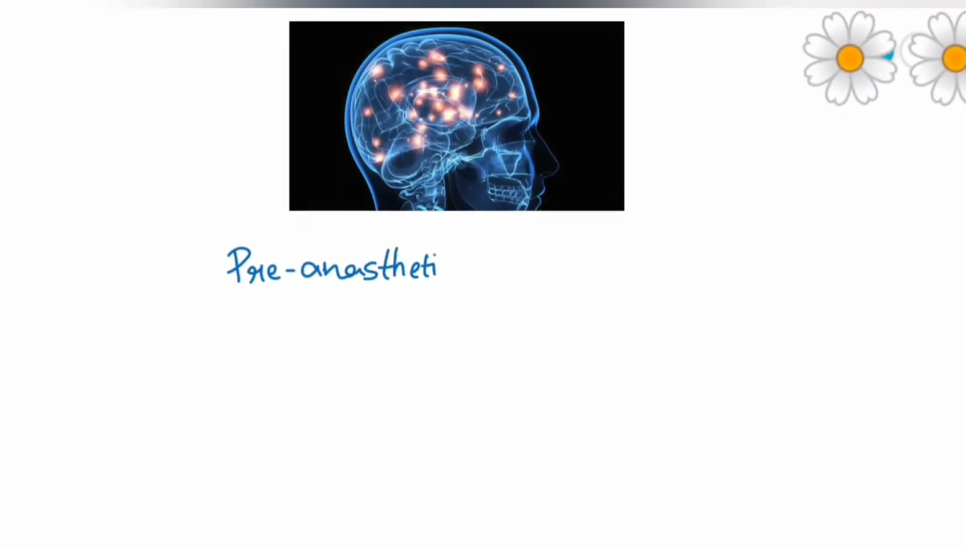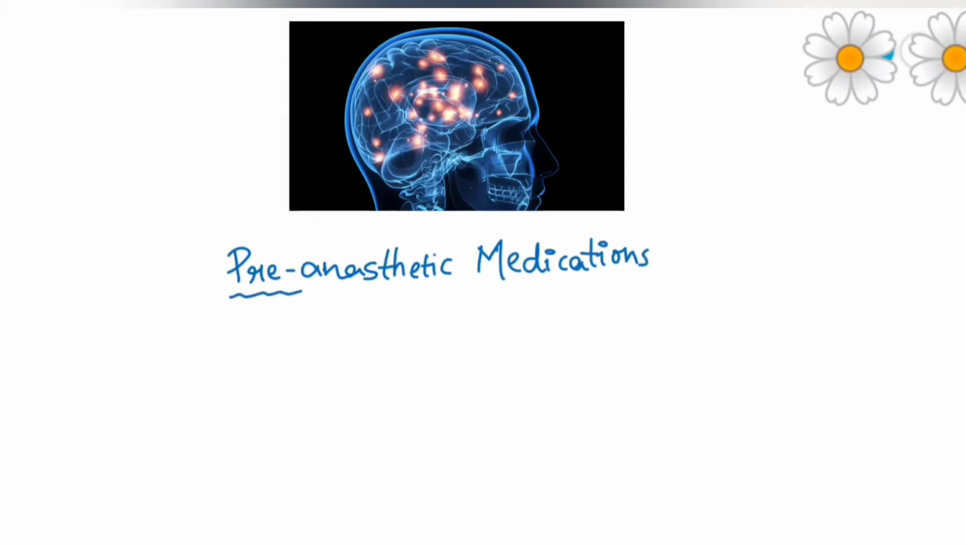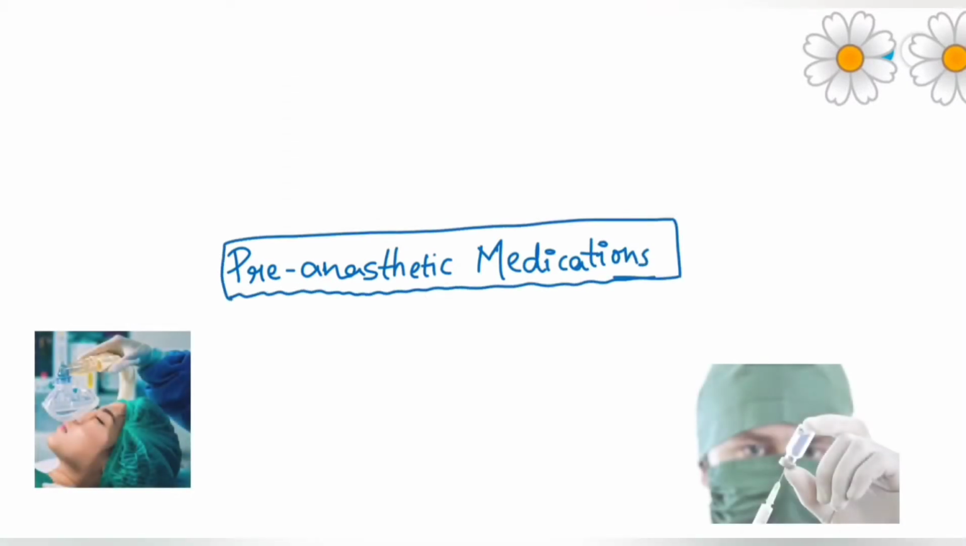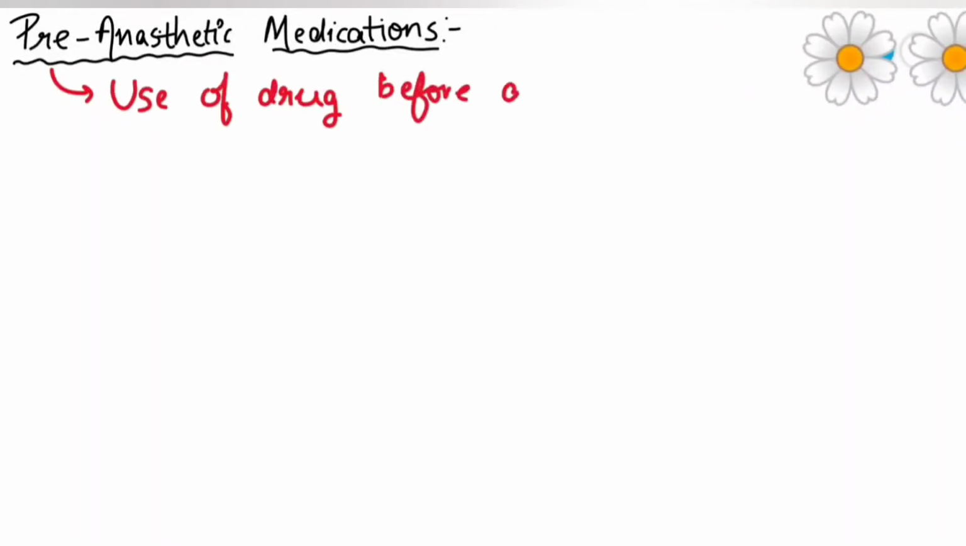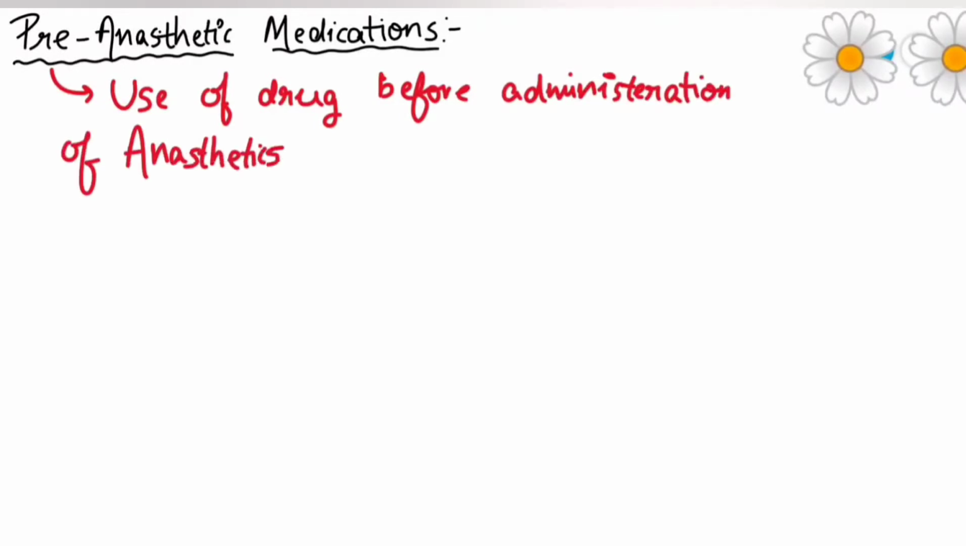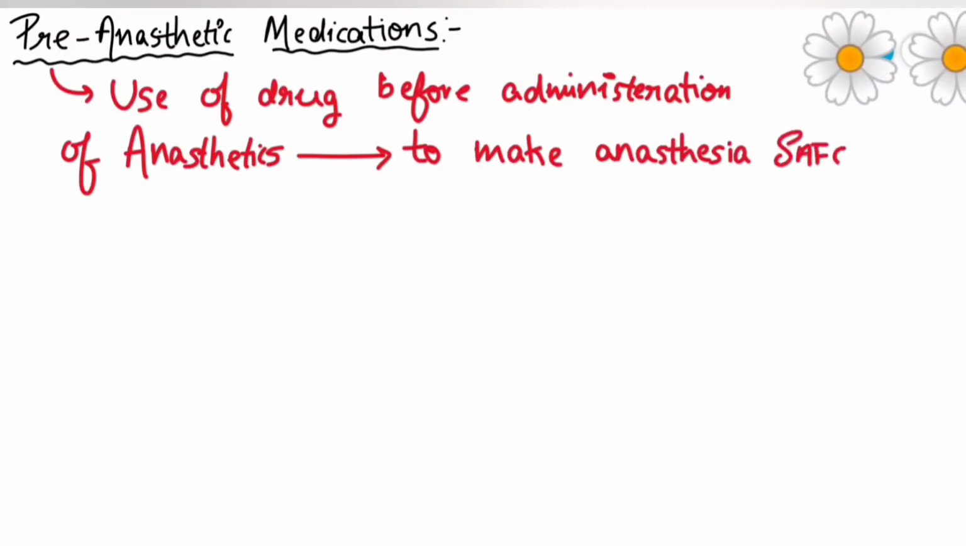Guys, this is a session on pre-anesthetic medications. We'll be studying the definition, its objectives and aims. First, what is the definition of pre-anesthetic medication? It is the use of a drug before the administration of anesthetics to make the anesthesia more pleasant and safe for the patient. You mainly inject it so that you can make the anesthesia effect safer.